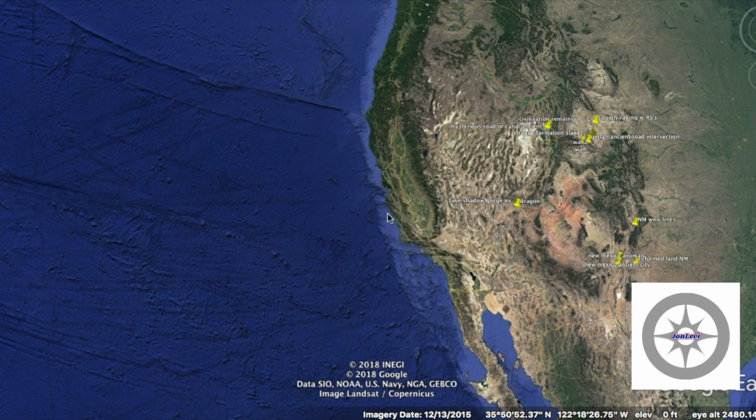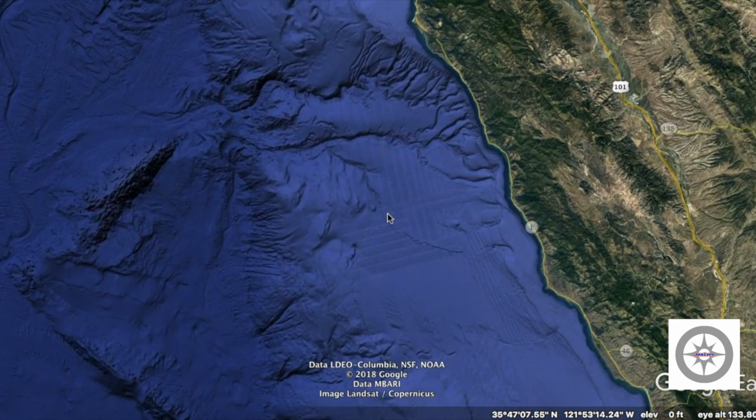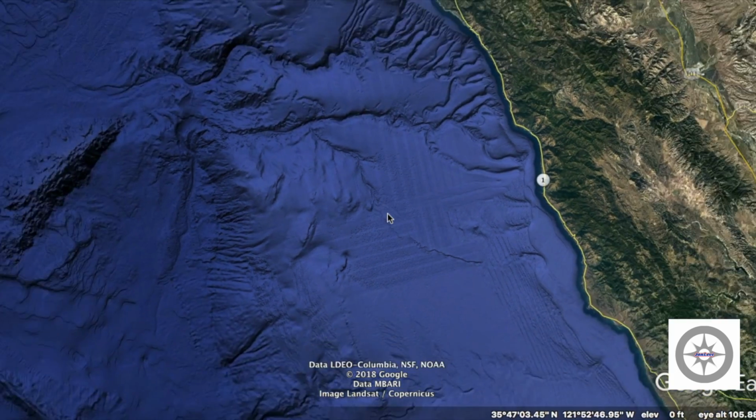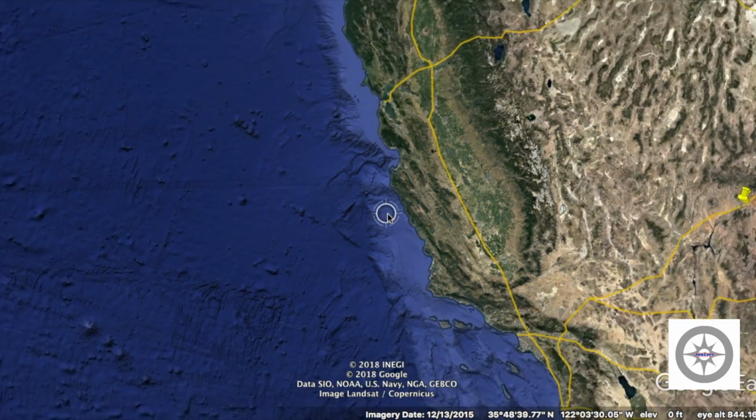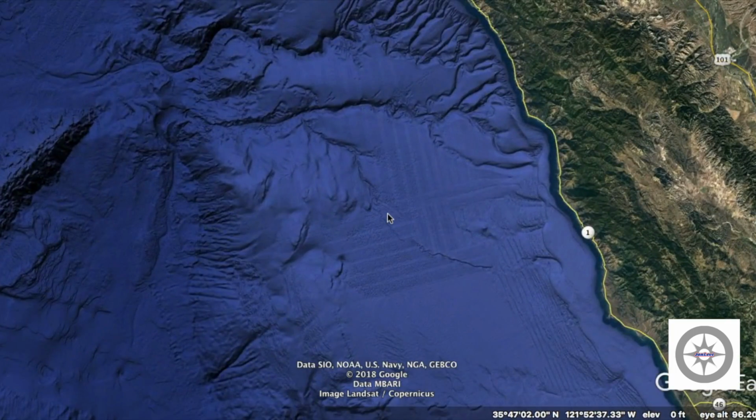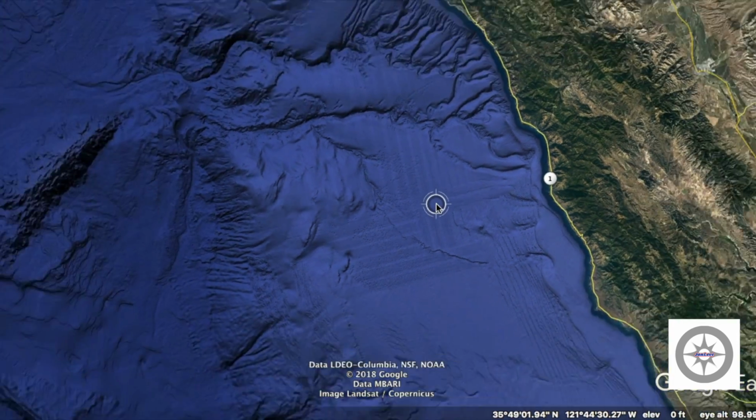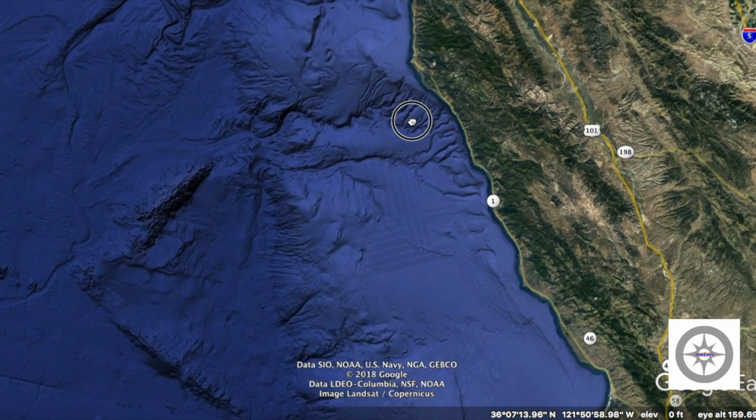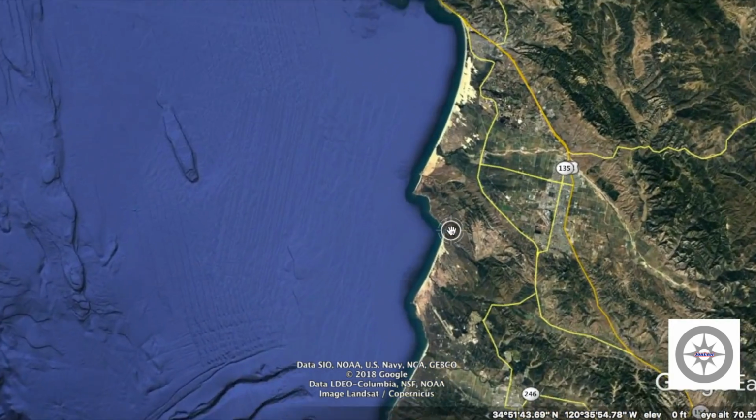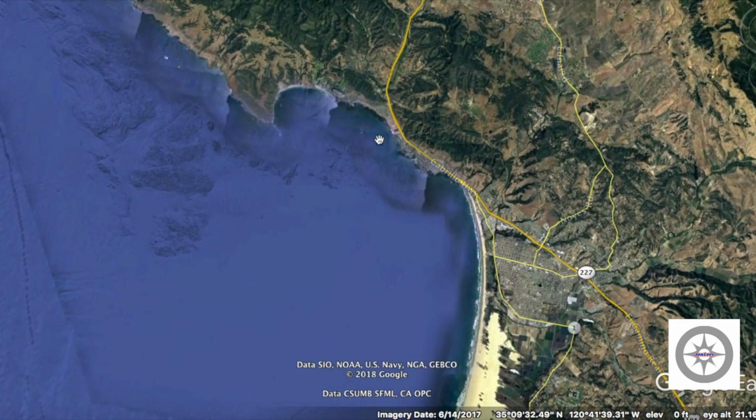Now, real quick here, I just wanted to jump over here to the sea, and this really anomalous pattern right off of the coast of California. But that's not what I want to focus on. It was just on the way. What I wanted to focus on are what I am considering to be artificial coastlines.